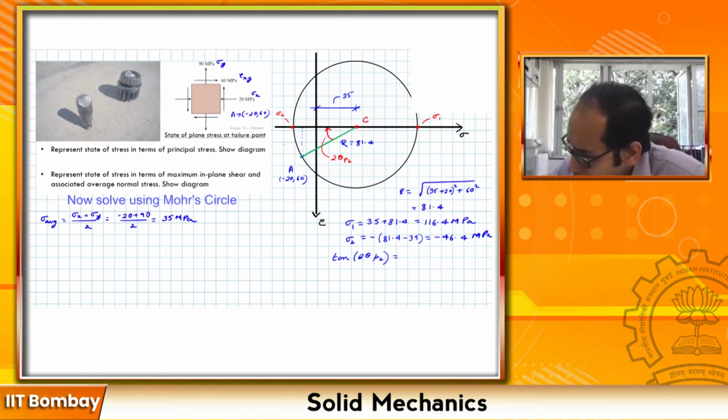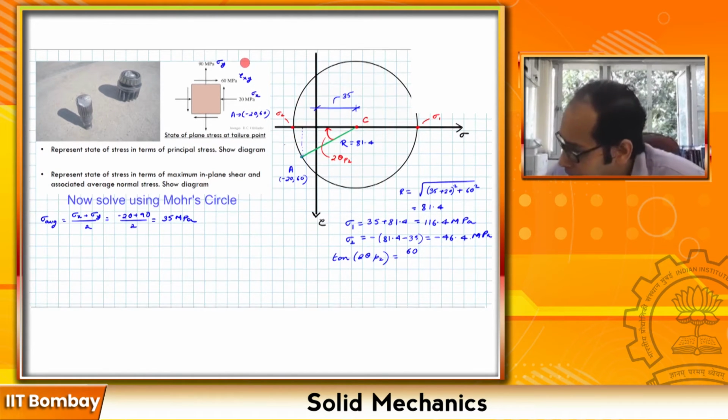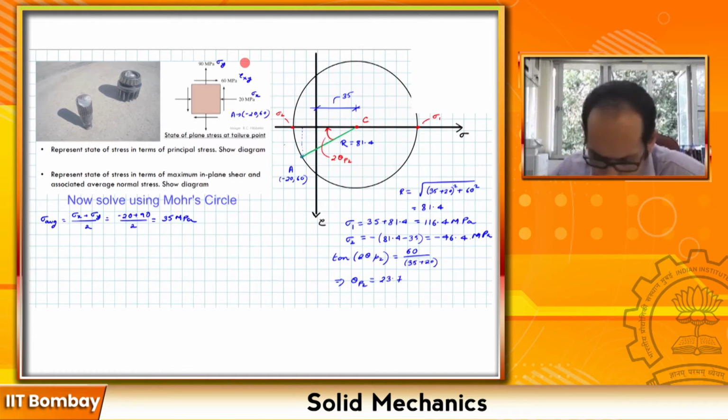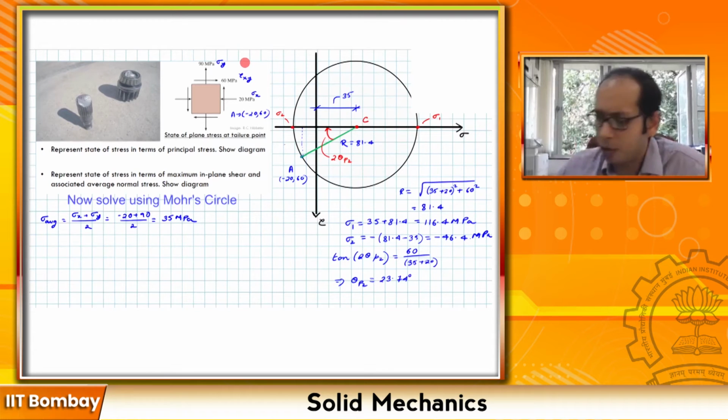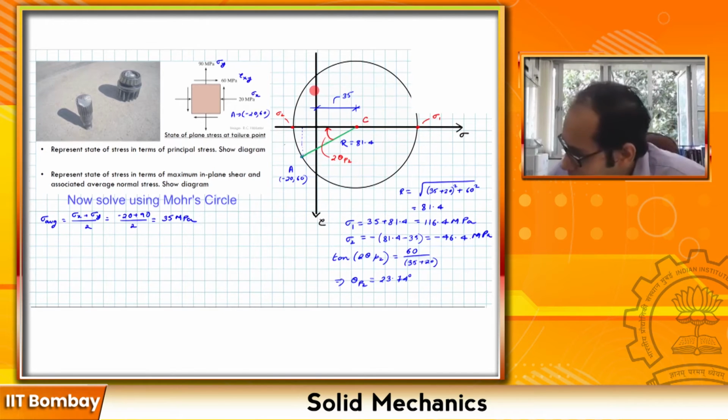So that is going to be equal to 60, which is this vertical ordinate that you see over here, divided by this horizontal ordinate, 35 plus 20. If you calculate that, you will get the value of theta P2 as 23.74 degrees. And also note, the sense of rotation is preserved. The sense of rotation here is clockwise, so we might also want to write that. It is clockwise.